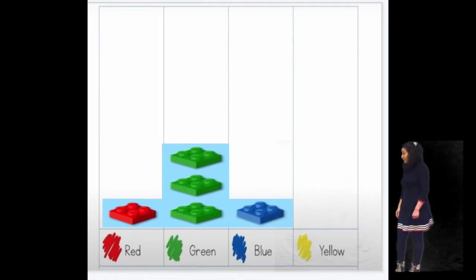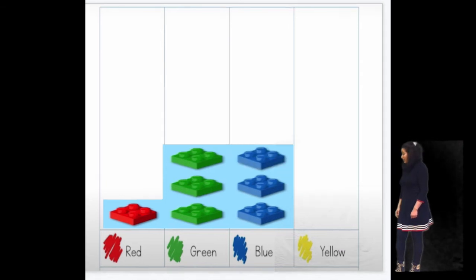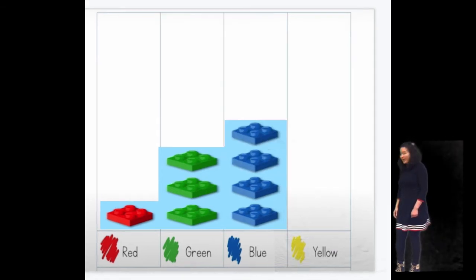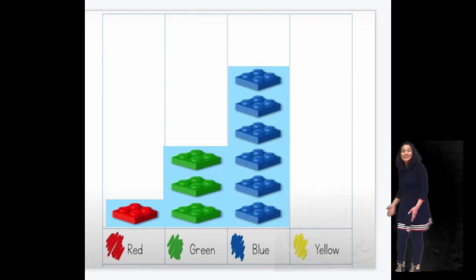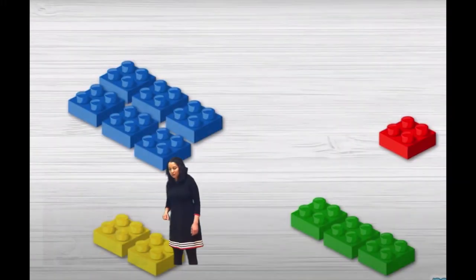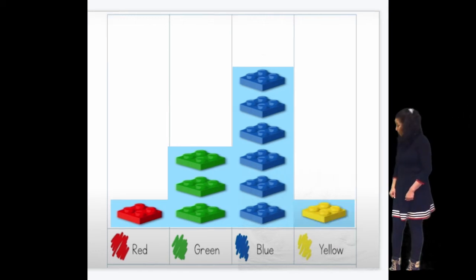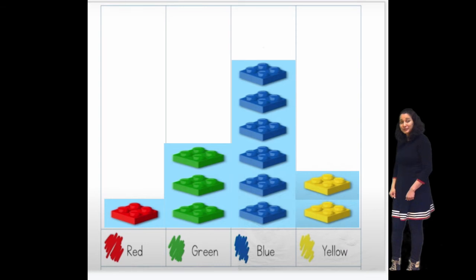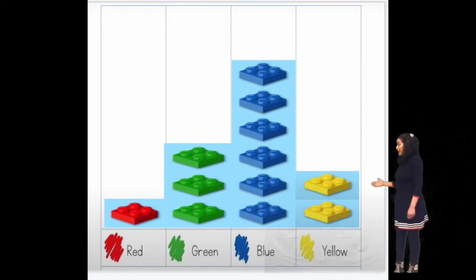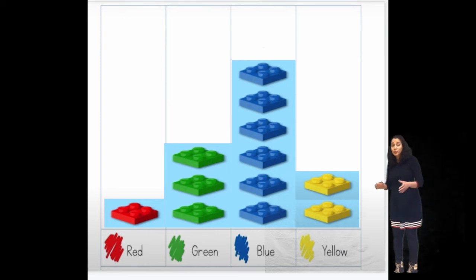1, 2, 3, 4, 5, and 6. Now we have the last one. We have to count how many yellow Lego bricks we have. 1, 2. Okay, so we have 2 yellow Lego bricks. Let's put them on our graph. 1 and 2. Now by just looking at the graph, I know that there are more blue Lego bricks, and I have just 1. That means very few red Lego bricks.